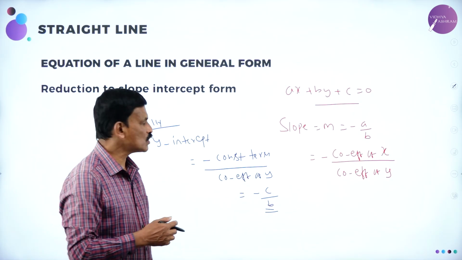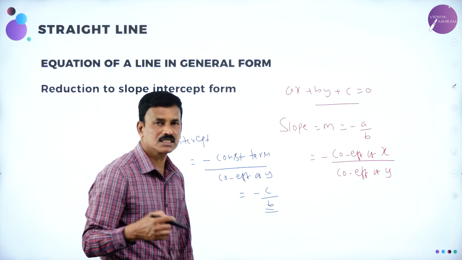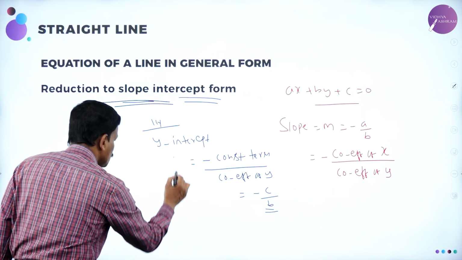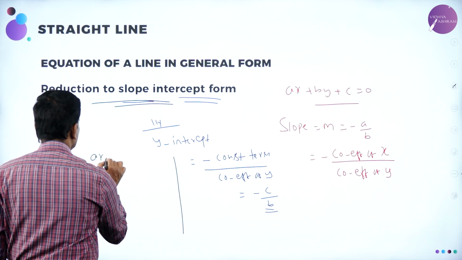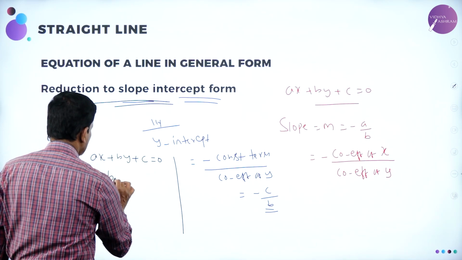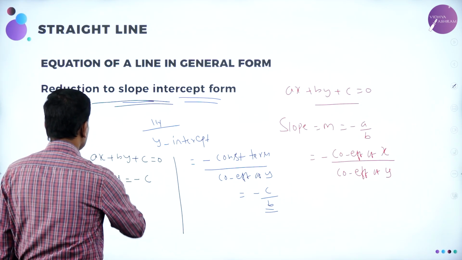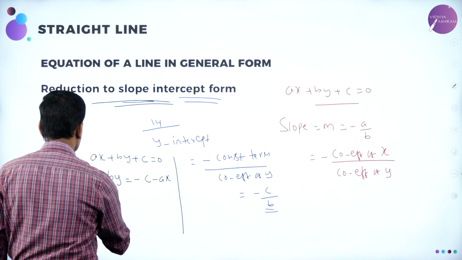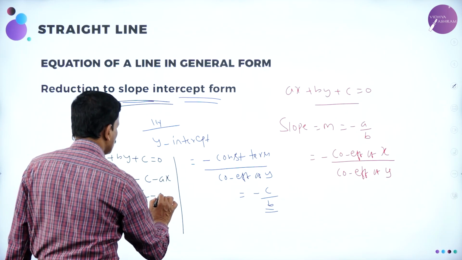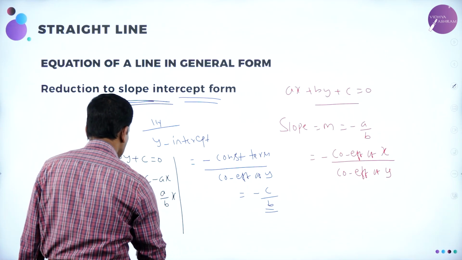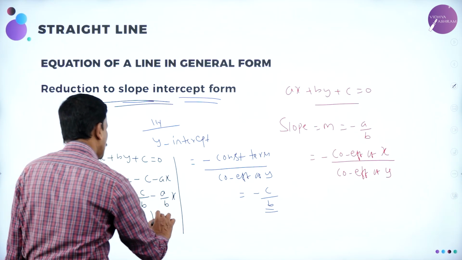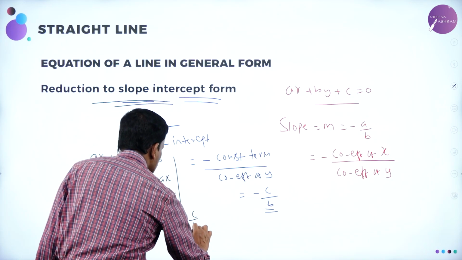Minus a by b will give the slope and minus c by b will give the y-intercept of the given straight line. So to reduce this equation ax plus by plus c is equal to 0 to the slope-intercept form, keep by here itself and transfer plus c, it becomes minus c, and plus ax becomes minus ax. Divide by b, then y is equal to minus c by b minus a by b into x. So this can be written as y is equal to minus a by b x plus minus c by b.